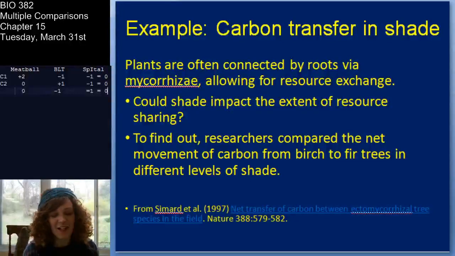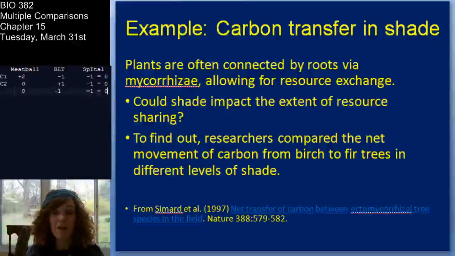Bonus points. Anyway, so plants are often connected by roots via mycorrhizae, allowing for resource exchange. All right. Could shade impact the extent of resource sharing? To find out, researchers compared the net movement of carbon from birch to fir trees in different levels of shade.